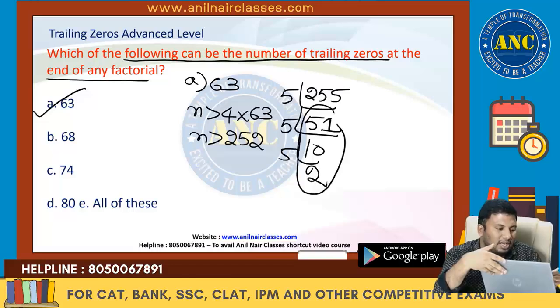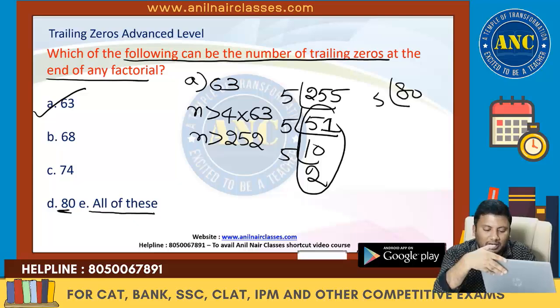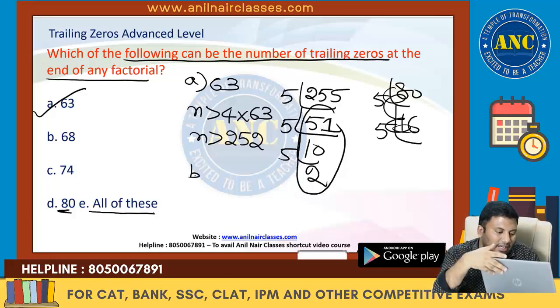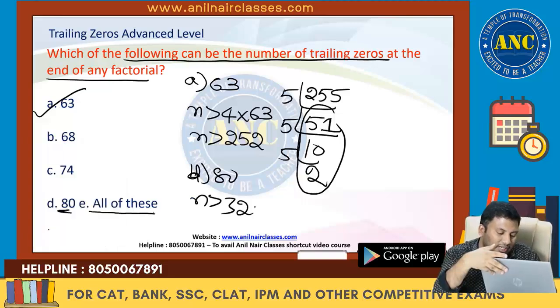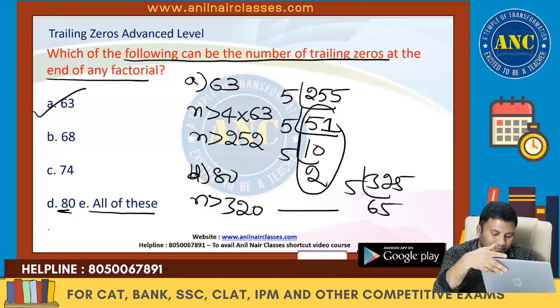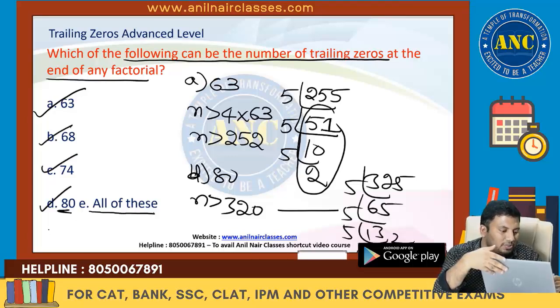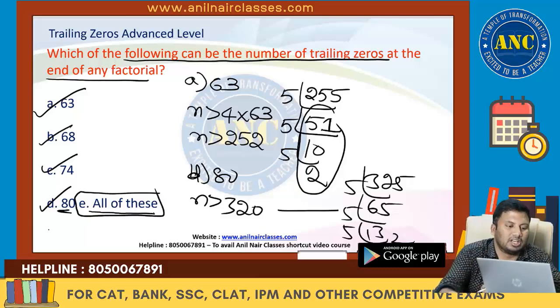It is possible. Let us do the others, because the option all of these is there. I will take a multiple of 5. It becomes a little easy. 5 16s are 80. So this is nothing but n is greater than 4 into 80. I am finding the power of 5 in 80 factorial. Read the question properly, sir. n is greater than 320. So if I take 325, 5 65s are, 5 13s are, and 5 2s are 80. These are possible, these are possible. So answer for this question is all of these.